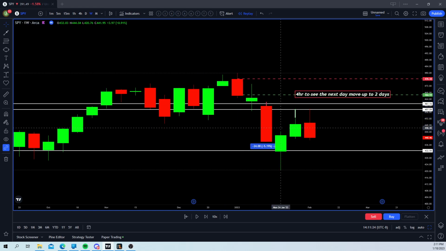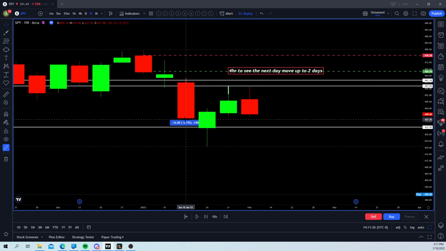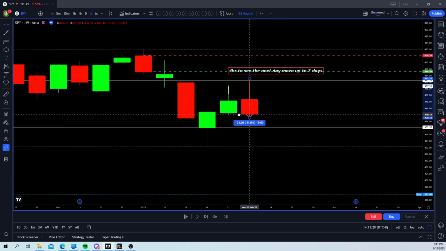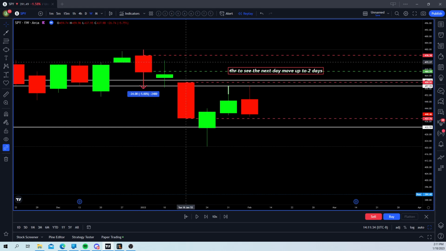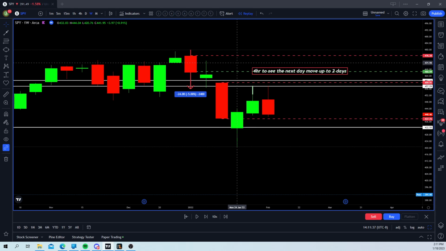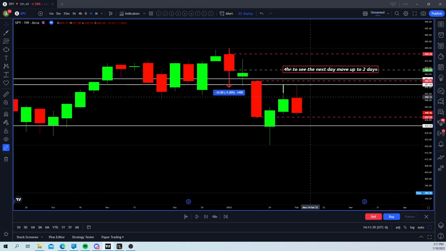Look what happens. Where does it stop? Right here. See that? Right there. And right here. That measured these two movements. This is just an algorithm. The market's an algorithm. You need to know that's why you need to know how to play it.